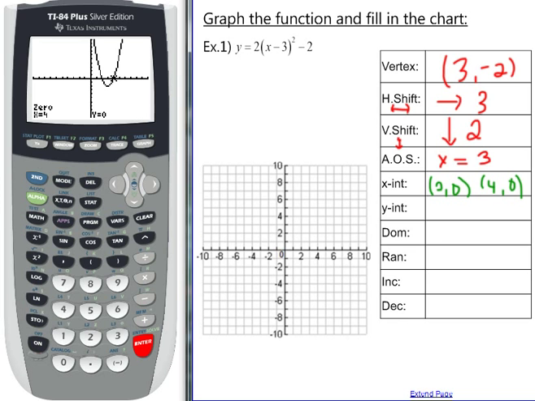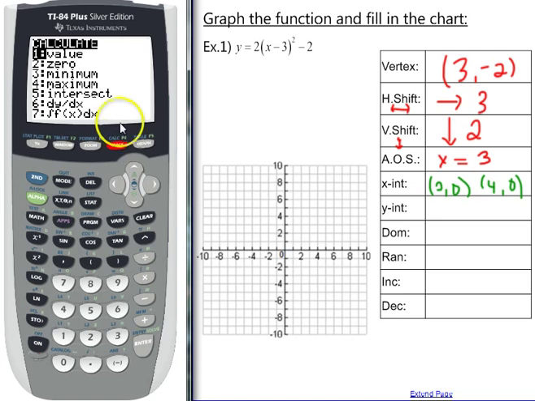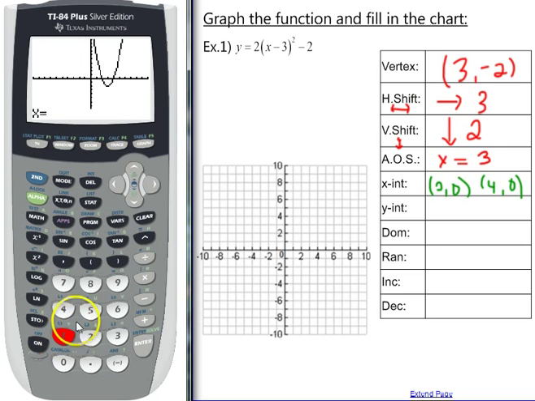And now we want to look for our Y-intercept. For the Y-intercept, we're going to go back to that calculate function, second, trace, and then this time we just want to calculate a certain value. So pick option 1, and it asks which X value are you looking for. So remember, the Y-intercept will always have an X coordinate of 0.